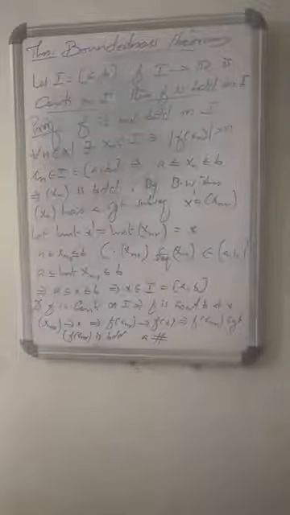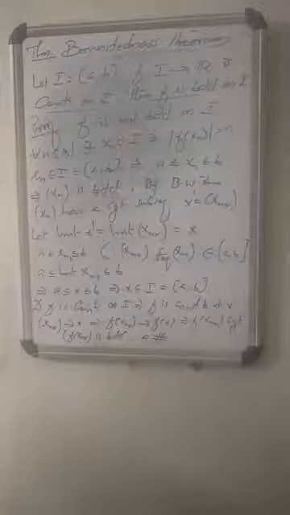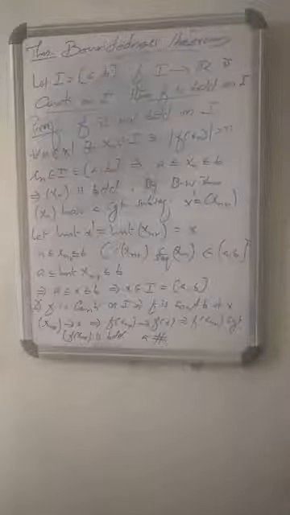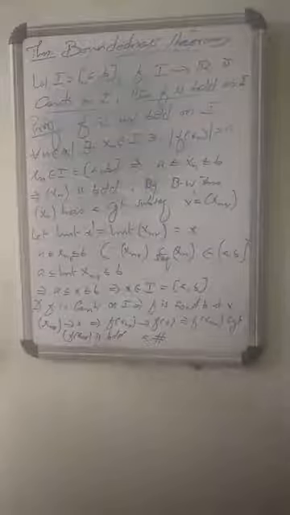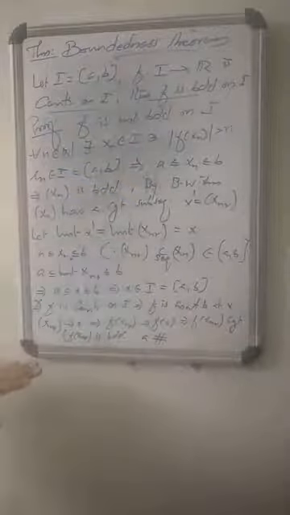Again, f of xn, if f is continuous on I, a closed and bounded interval, then the continuous function defined on a closed and bounded interval is always bounded. The boundedness theorem is an important result. So this is the proof.